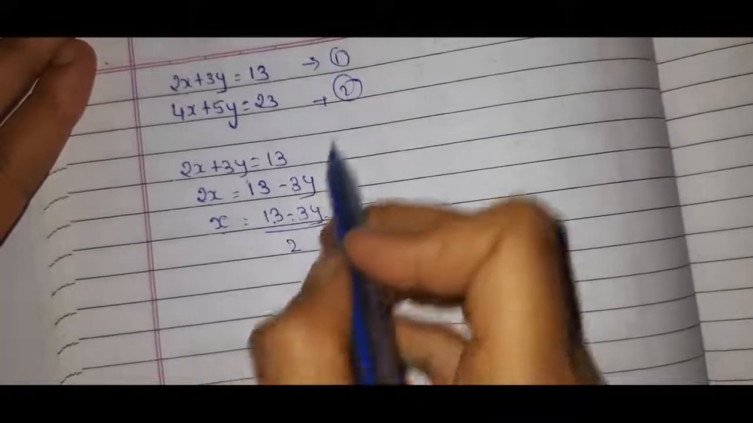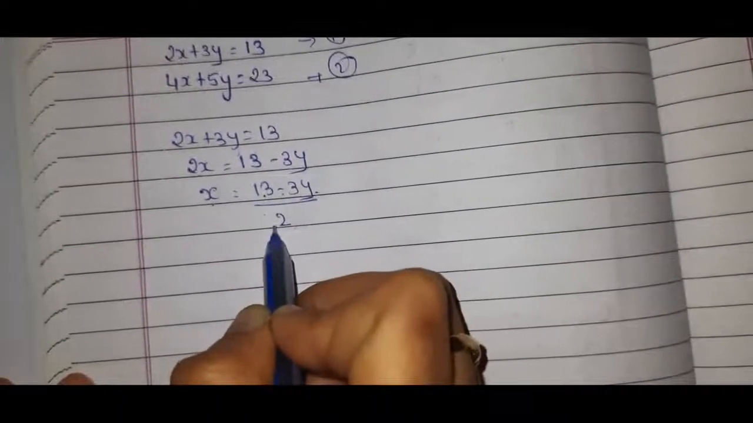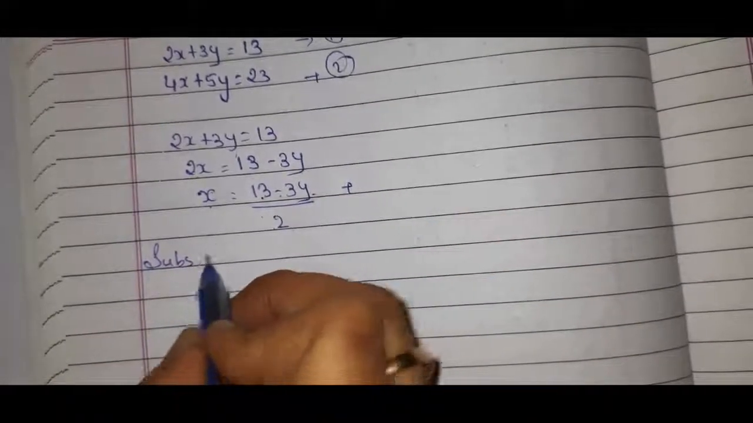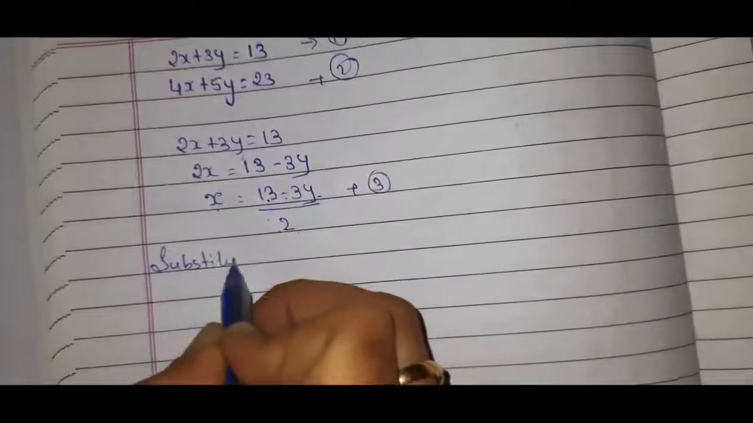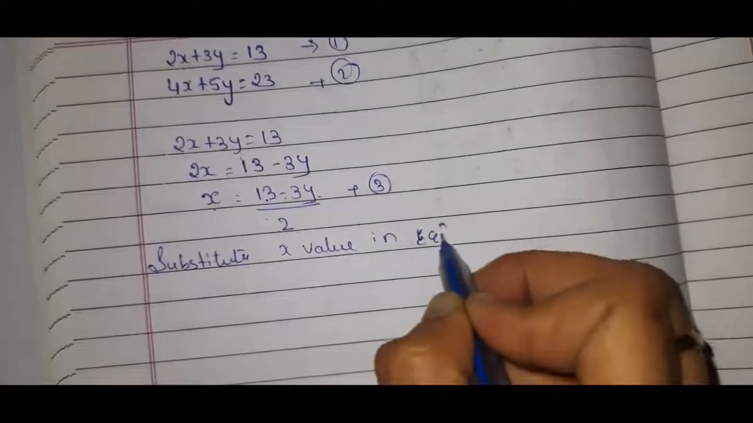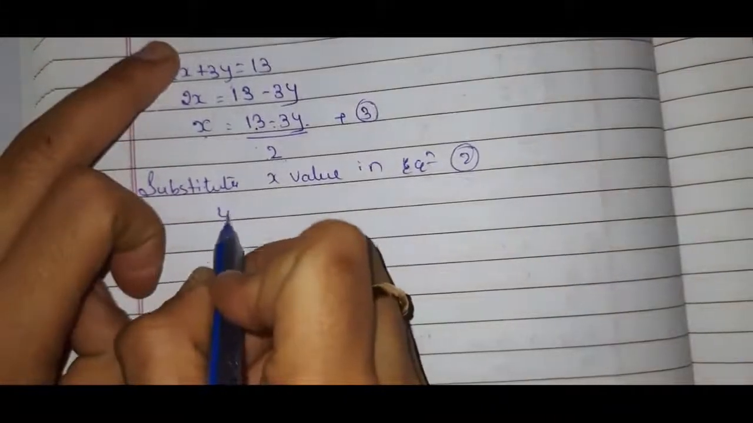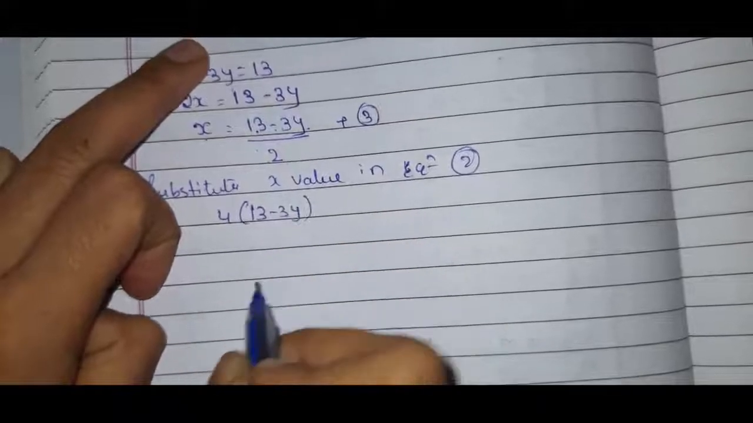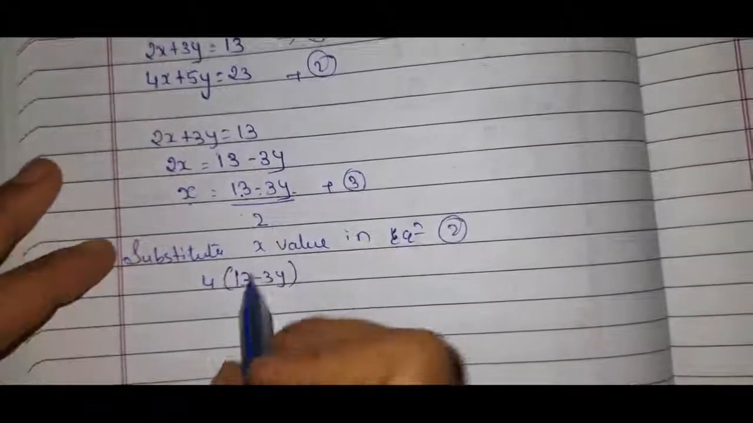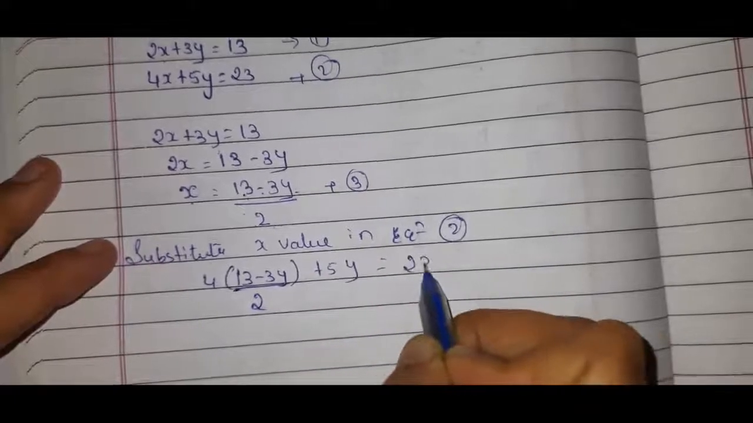So substitute the x value in equation second. From equation first we got the x value, and this value we substitute in equation second. Take it as equation 3. Substitute x value in equation 2: 4 into 13 minus 3y divided by 2, where in the place of x I am writing 13 minus 3y divided by 2, plus 5y equals 23.